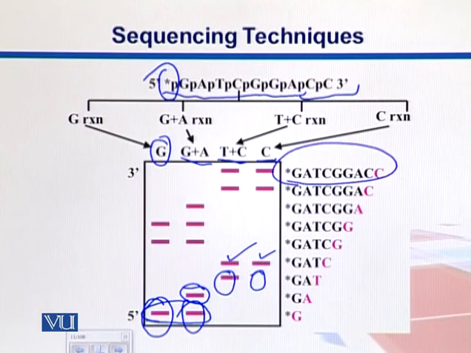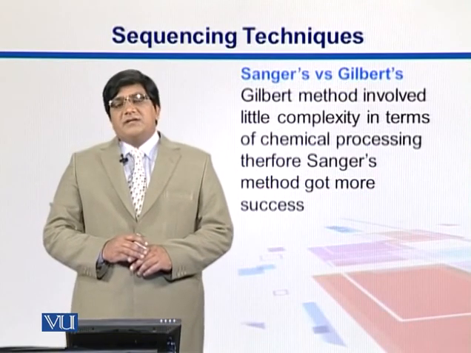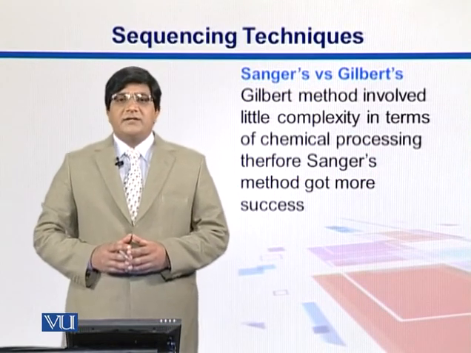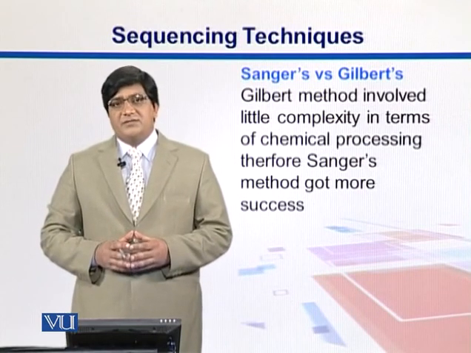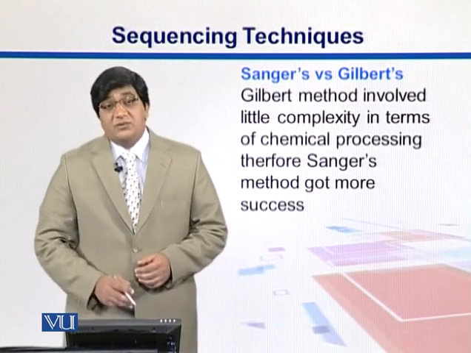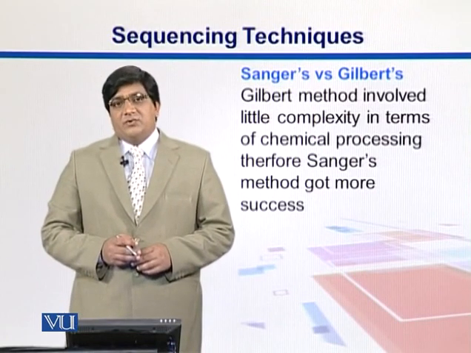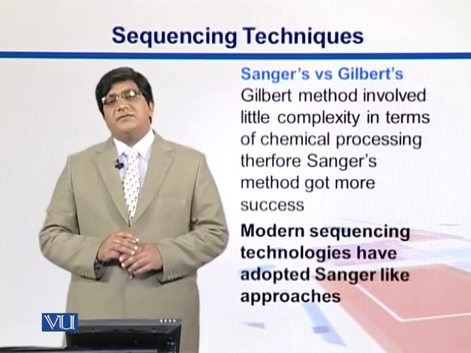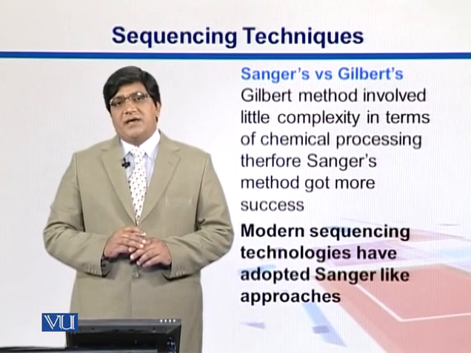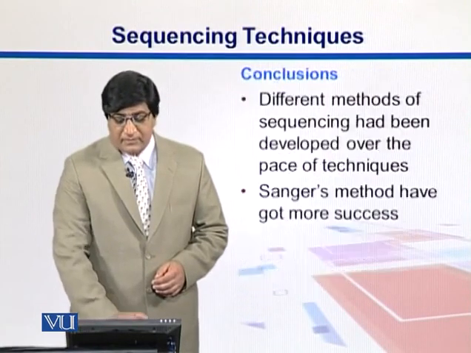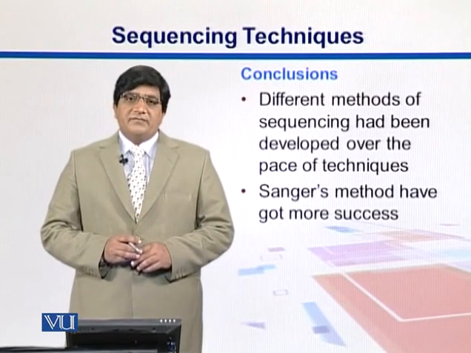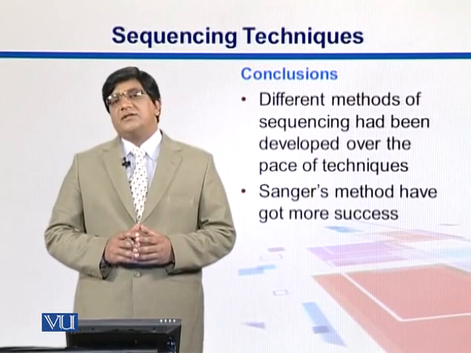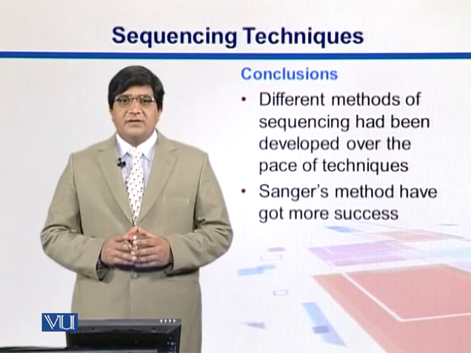So the Gilbert method involved a little bit of complexity in terms of the chemical modifications as well as the degradation procedures. There are also critiques about the use of some chemicals which are carcinogenic, so it did not get more success, whereas the Sanger method got more success in terms of its use and publicity. Modern day sequencing techniques are mainly using Sanger's method with some modifications. So we have seen that there are different methods of sequencing which have been developed. We presented Sanger's and Gilbert's, and among them we see that the Sanger method has got more success.